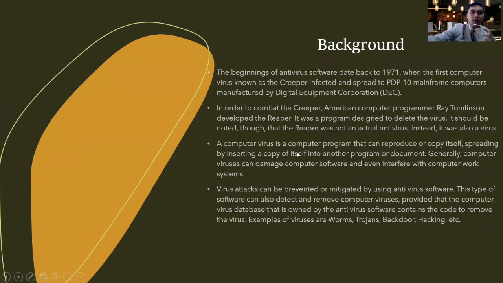A computer virus is a computer program that can reproduce or copy itself, spreading by inserting a copy of itself into another program or document. Generally, a computer virus can damage computer software and even interfere with the computer's working system.